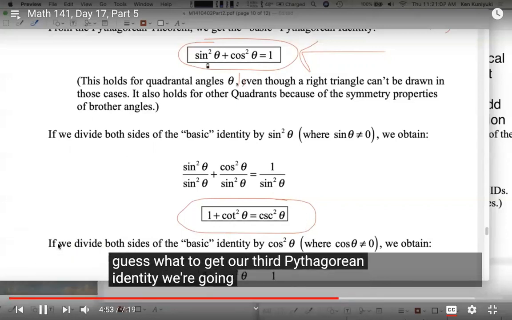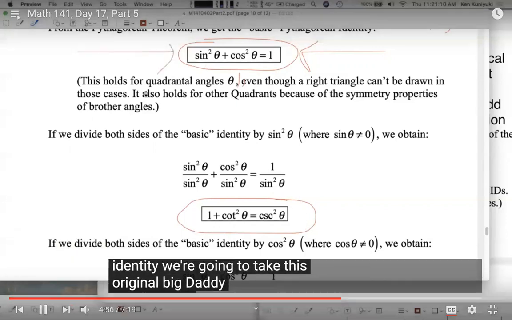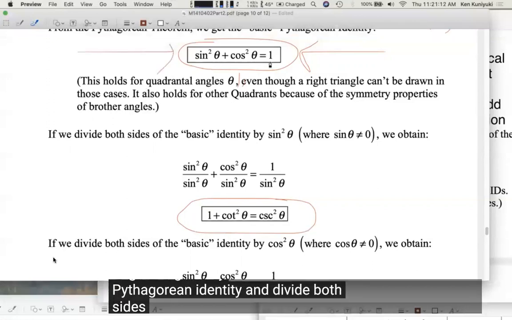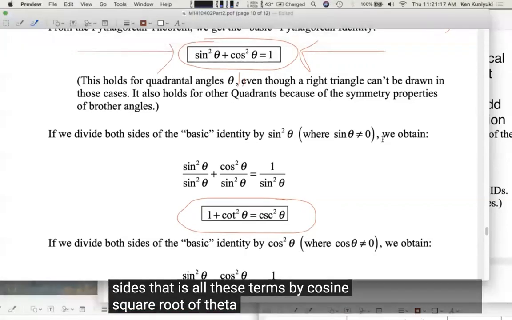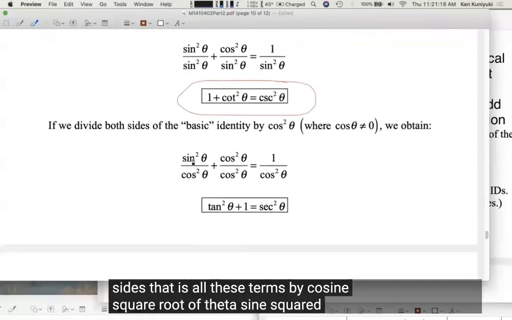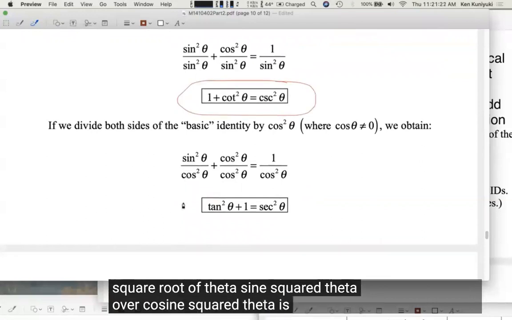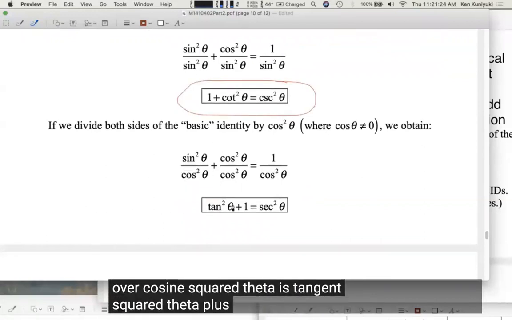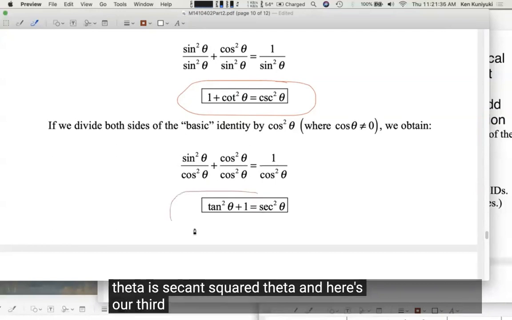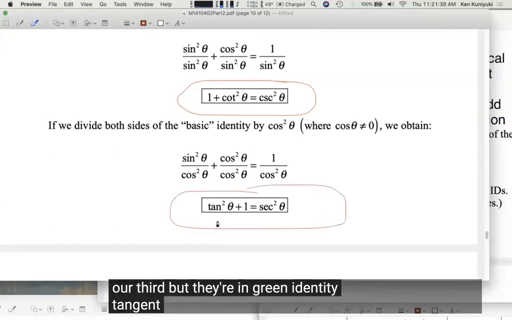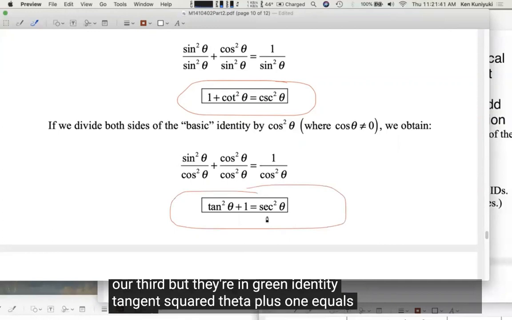To get our third Pythagorean identity, we're going to take this original Big Daddy Pythagorean identity and divide both sides, that is all these terms, by cosine squared of theta. Sine squared theta over cosine squared theta is tangent squared theta, plus cosine squared theta over cosine squared theta is 1, equals the reciprocal of cosine squared theta, which is secant squared theta. And here's our third Pythagorean identity: tangent squared theta plus 1 equals secant squared theta.